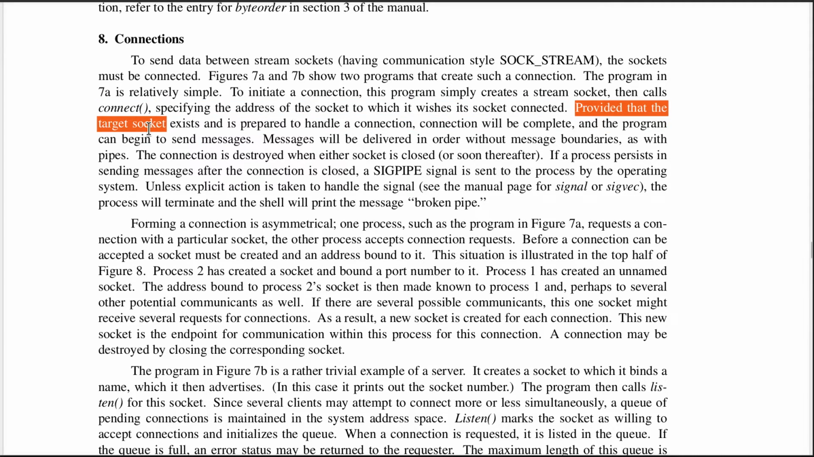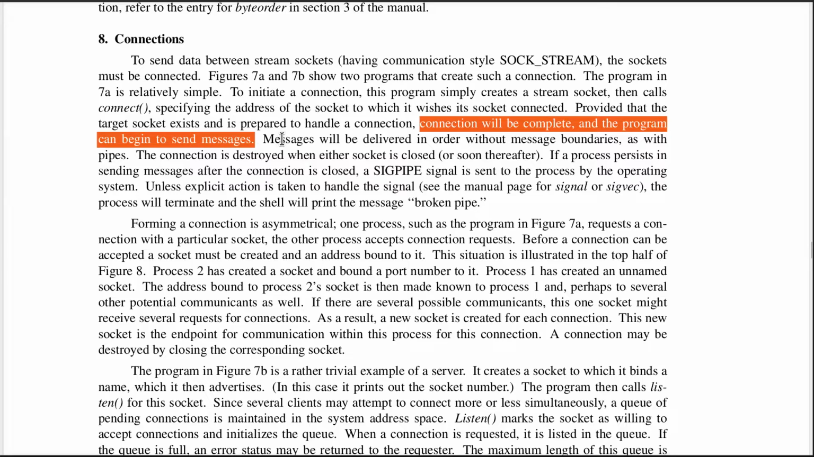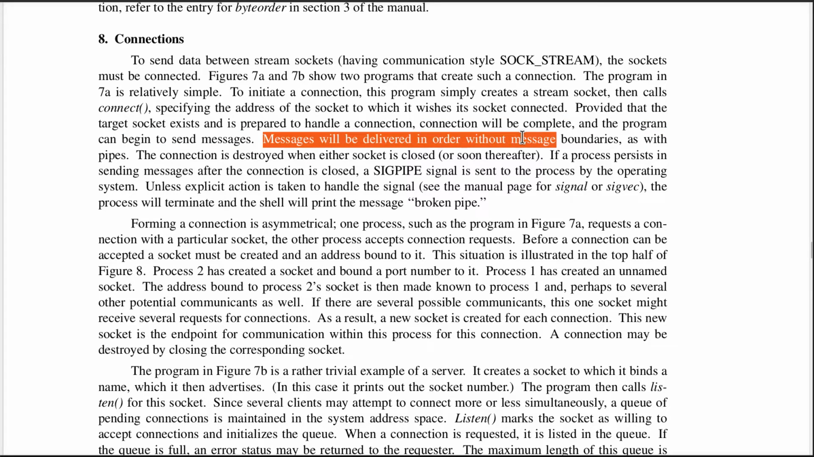Provided that the target socket, namely one of a server, exists and is prepared to accept a connection, that connection request will complete and the program can begin sending messages. As I said before, those messages will be delivered in order, but they won't have boundaries. And again, the boundaries refer to the fact that if I write 10 bytes and then I write 20 bytes, the server might get 30 bytes in one single read call. Or it could just as easily get 3 sets of 10 in 3 separate read calls.